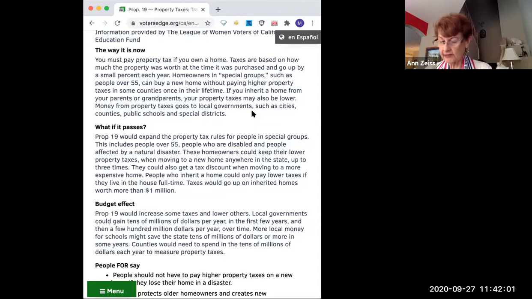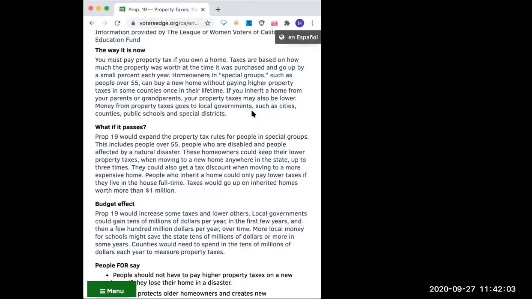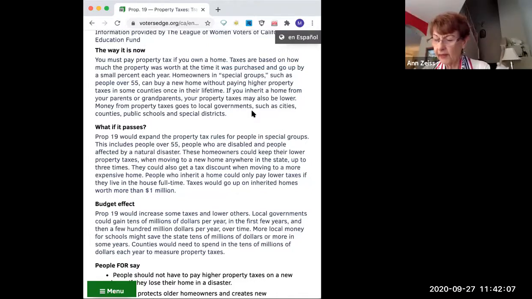Fiscal effects. First of all, income or revenue coming into the state. The overall impact of Prop 19 would probably yield local governments and schools tens of millions of dollars per year. Over time, these revenue gains could grow to a few $100 million per year.